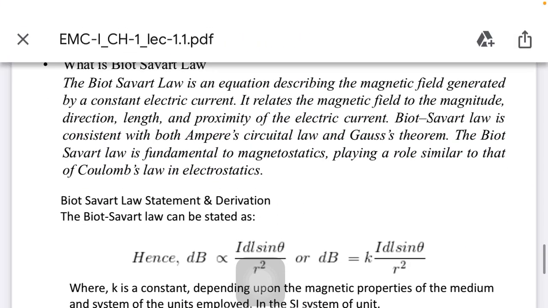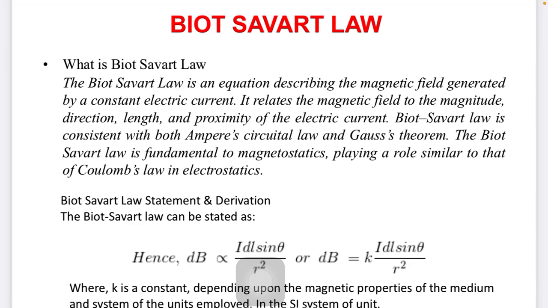Okay, now Biot-Savart law. Biot-Savart law states the equation describing the magnetic field which is generated by a constant electric current: dB is equal to I dl sin theta by r square, એટલું યાદ રાખવાનું in case of Biot-Savart. So it relates the magnetic field to the magnitude, direction and length as well as proximity of the electric current. Biot-Savart law is consistent with both Ampere's circuital law and the Gauss law. The Biot-Savart law is the fundamental of magnetostatics, playing a role similar to Coulomb's law.